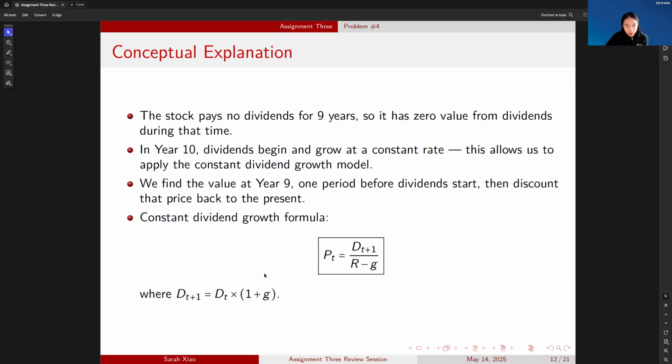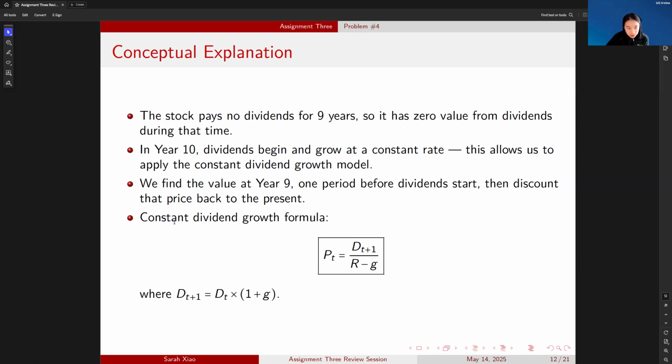We know that the stock pays no dividends for 9 years, so it has zero value from dividends during that time. Starting from year 10, dividends begin to be paid to the investor and grow at a constant rate. Therefore, this allows us to apply the constant dividend growth model. We first find the value at year 9, which is 1 period before dividends start. Then we can discount that price back to the present.